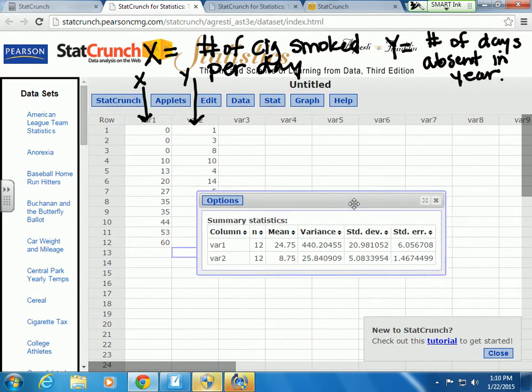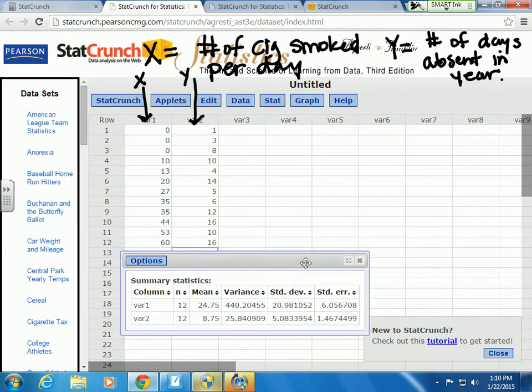And what you can see is here comes my summary statistics. You can see that there's 12 data points, which we see 12 data points right here. The mean of X is 24.75, so that's the average number of cigarettes smoked per day out of all these people, and the average number of days that people missed coming from this column is 8.75. It calculated the variance, the standard deviations, and also the standard errors.